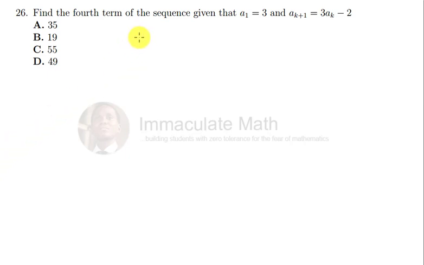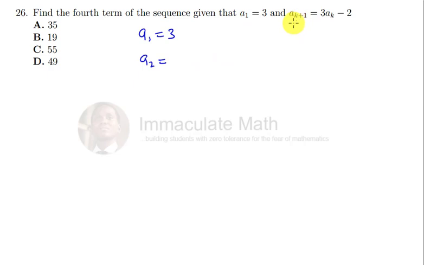In this question, they said find the fourth term of the sequence given that your first term is 3, and your a(k+1) is equal to 3ak minus 2. This is actually a problem on recursive sequence, and you can solve that easily. So you are given the first term to be 3. So what will be the second term? What we just need to do is input those numbers here directly for you to get your a2, a3, and so on and so forth.